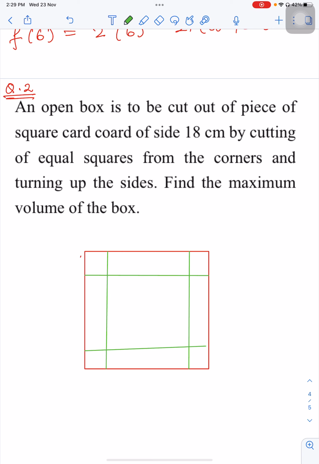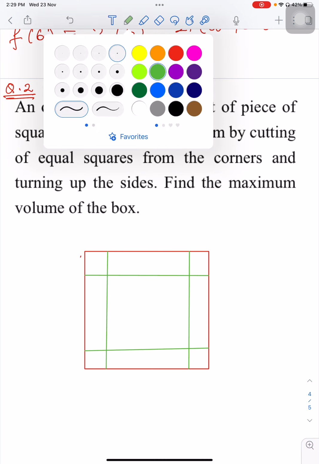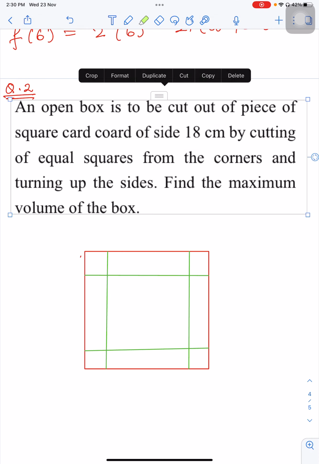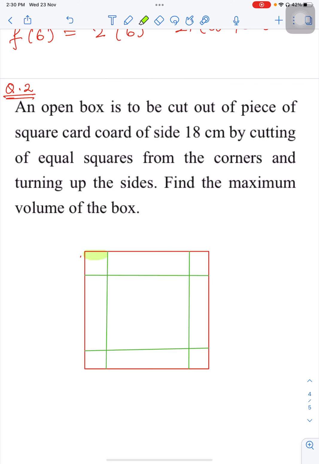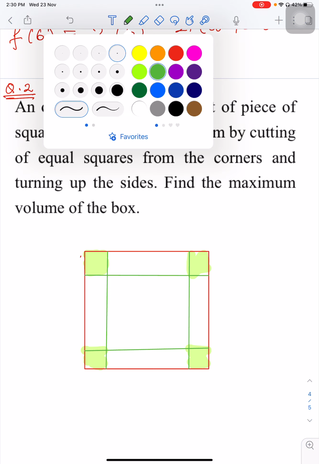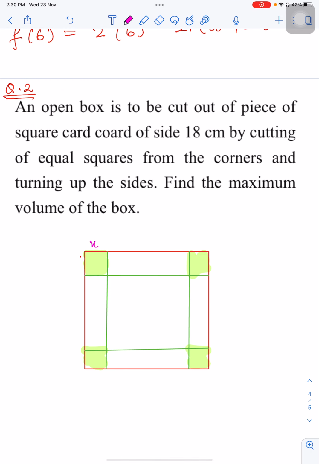तो आप बेसिकली इस पार्ट को कट कर रहे हो. आई एम ट्राइंग टू फोकस ऑन दिस पार्ट. यू आर ट्राइंग टू कट दिस पार्ट फ्रॉम ईच 4 कॉर्नर. ओके, इस पार्ट को आप कट कर रहे हो. लेट्स से दैट द लेंथ ऑफ दिस सेक्शन, दिस पार्ट इज व्हाट? x. टोटल लेंथ कितना था? 18.